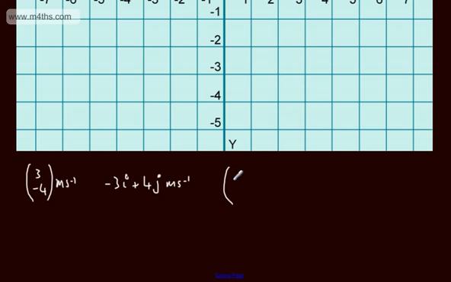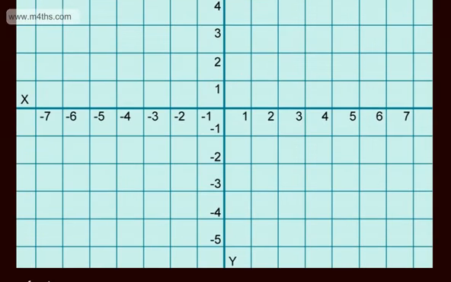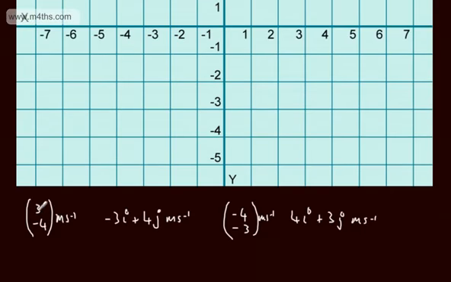Again, back in column form, we might have minus 4, and then minus 3, and then finally 4, and this will be meters per second. And then finally we'll have 4i plus 3j, again in meters per second. Now if we look at these as velocity vectors, and I'll start from the origin to make this nice and straightforward, we might have a ship that's travelling on a velocity vector of 3, minus 4.